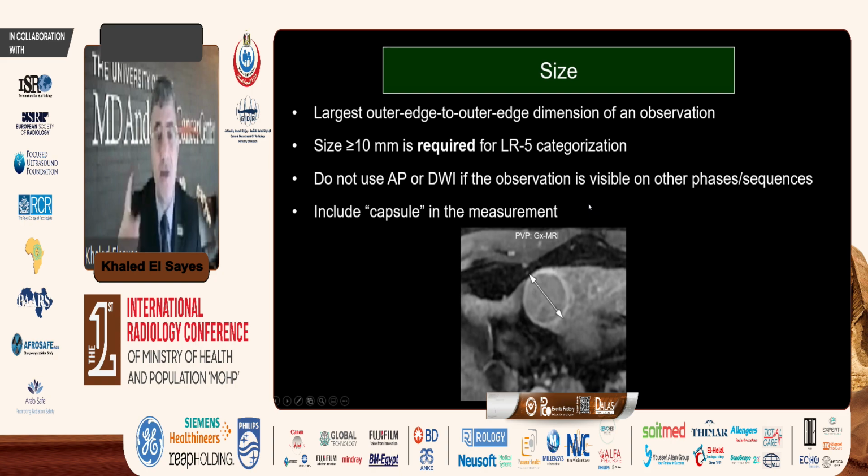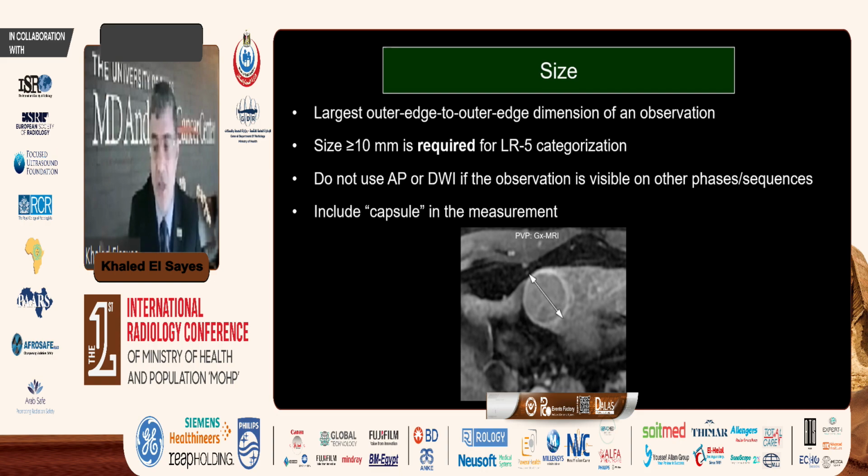The size is the largest outer edge to outer edge dimension of an observation, and 10 millimeters is the least size required for LR5 categorization. So if you have 1 centimeter and above, then you can categorize it as LR5, provided that you have other features to support this. But you cannot upgrade. So this is lesson number 2. You cannot upgrade the category to LR5 without having arterial phase hyperenhancement, number 1, and a size of at least 1 centimeter.